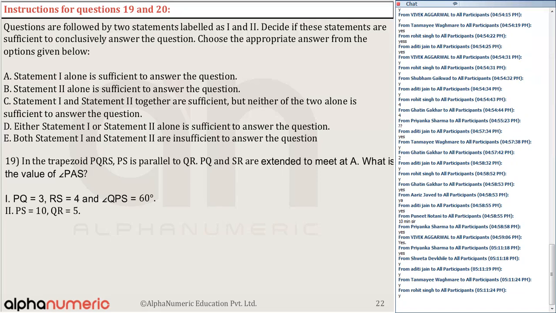For question number 19. The correct answer of question number 19 is option 1. 5 of you have got it right, 16% of you. Let's see here.